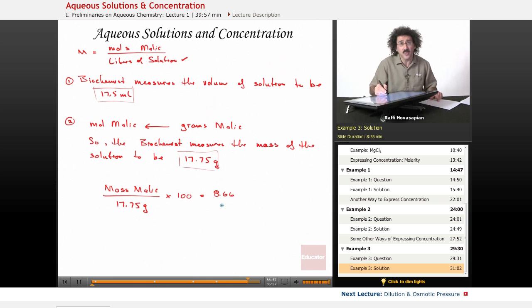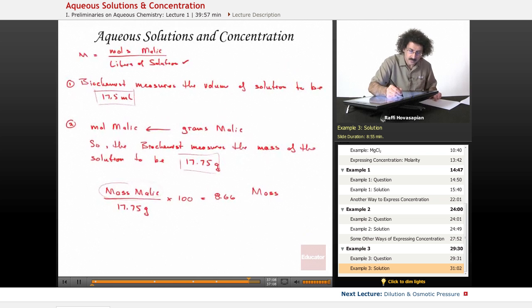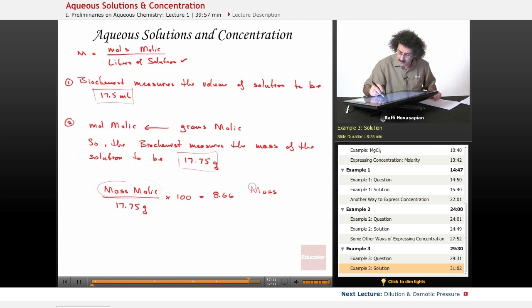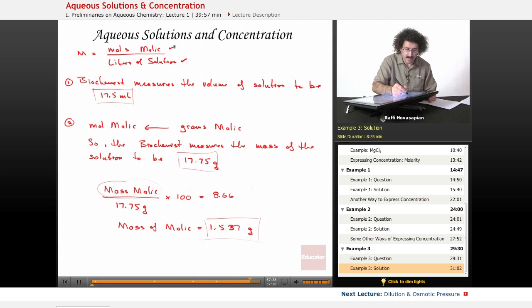So now we have this equation. We just do a little bit of algebra to find the mass of malic acid. Let me do it underneath here. Sorry about that. So after a little bit of rearranging and a little bit of algebra, the mass of malic acid happens to be 1.537 grams. Well, there you go. I have 1.537 grams. That's my mass of malic acid.